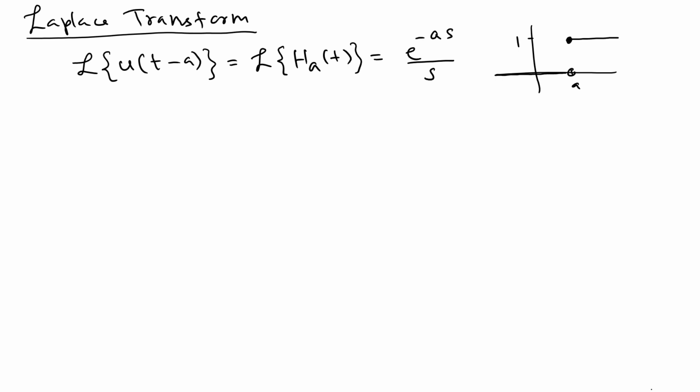Good. Now let's talk about what's going to happen in a general case. So we have a theorem. This is what we normally call the second shifting theorem. So let's talk about that. This is the second shifting property.